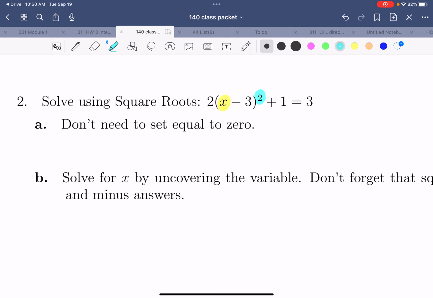So I want to uncover my x. Now what I don't have to do here is this is the only one where you don't want to set it equal to 0. Okay, I want to leave it just as is. So I'm going to leave it just the way it's written. So I'm going to leave it as 2 times x minus 3 squared plus 1 equals 3.